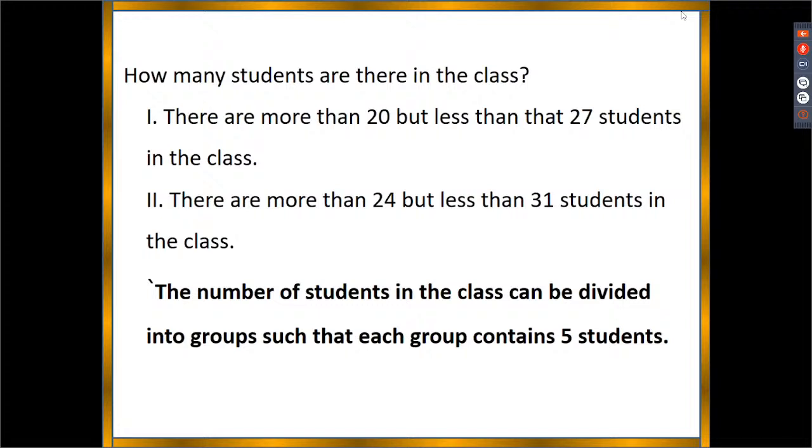Did you get it, all of you? Am I clear? Next one. Only statement 1 alone. Next one. All of you note it down.